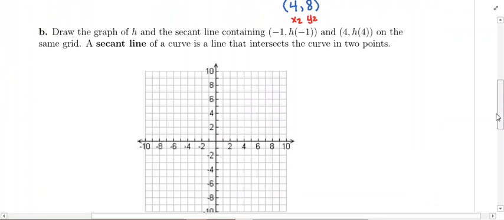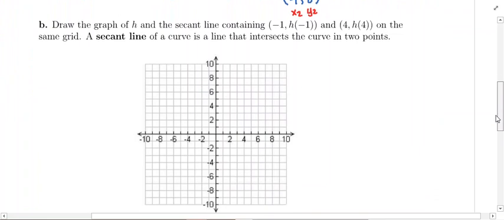If we scoot down here, part B says: draw the graph of H and the secant line containing (-1, H(-1)) and (4, H(4)) on the same grid. A secant line of a curve is a line that intersects the curve in 2 points. There's a lot going on there, so let's just start with the first part.